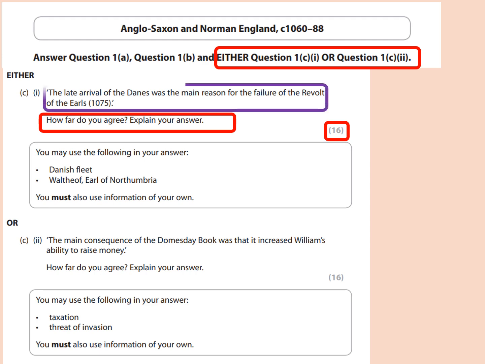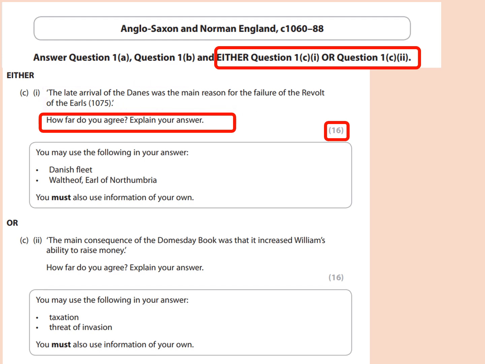For the purposes of this practice, we're going to do this one. The late arrival of the Danes was the main reason for the failure of the revolt of the Earls in 1075. If you're doing a different topic, remember that many of the same principles and the mark schemes are going to be identical. So even if the content and the knowledge isn't particularly helpful to you, perhaps some of the techniques will be.